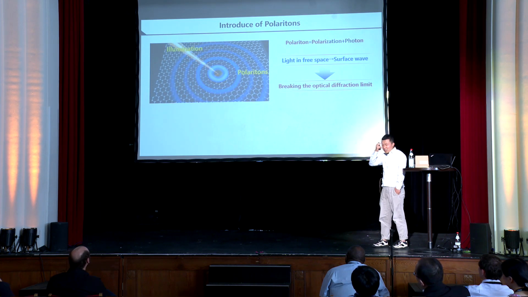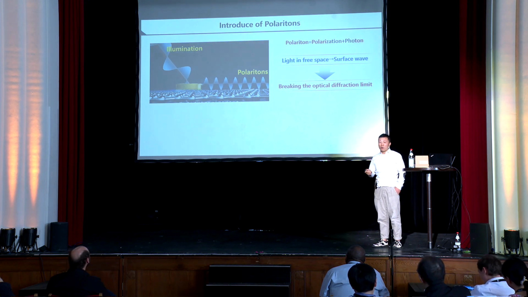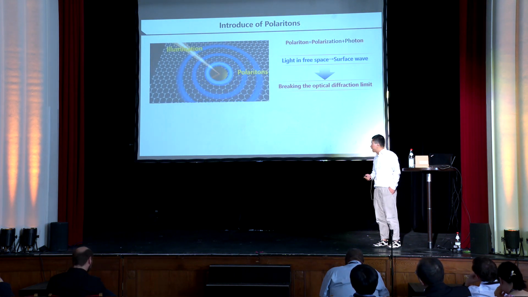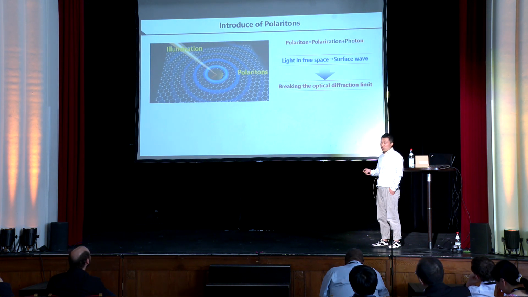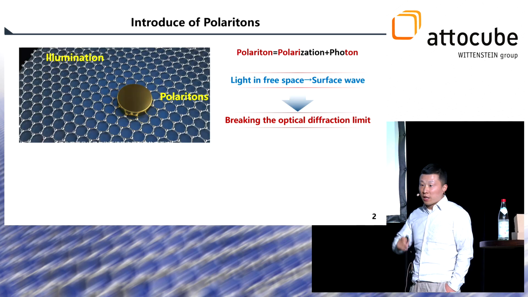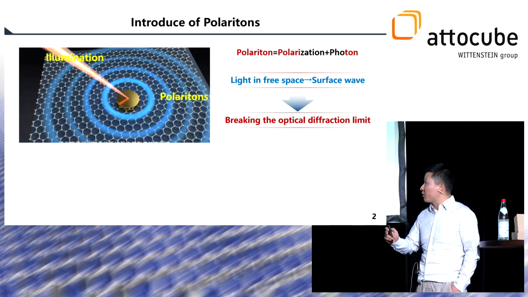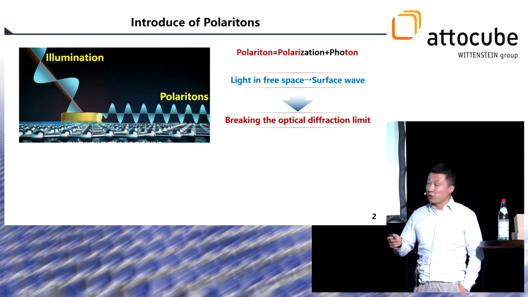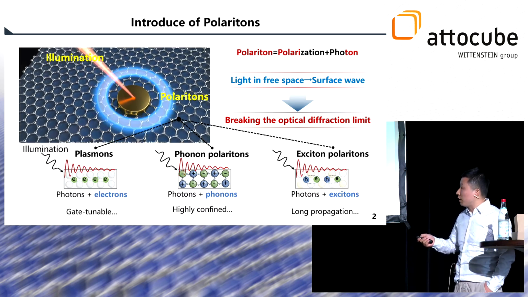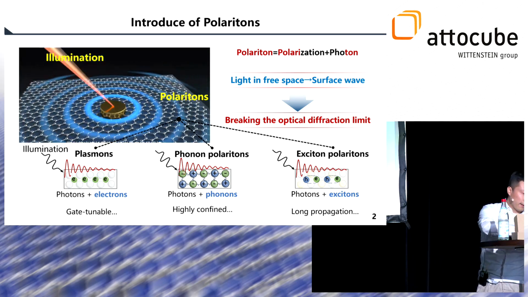So I think there are a lot of great talks today that have covered the background of polaritons, so I will just skip some of the details. But I do want to mention that polaritons can couple light in free space to the surface, even inside the materials. This greatly boosts the light and matter interaction with particles, like electrons, phonons, and excitons, right?